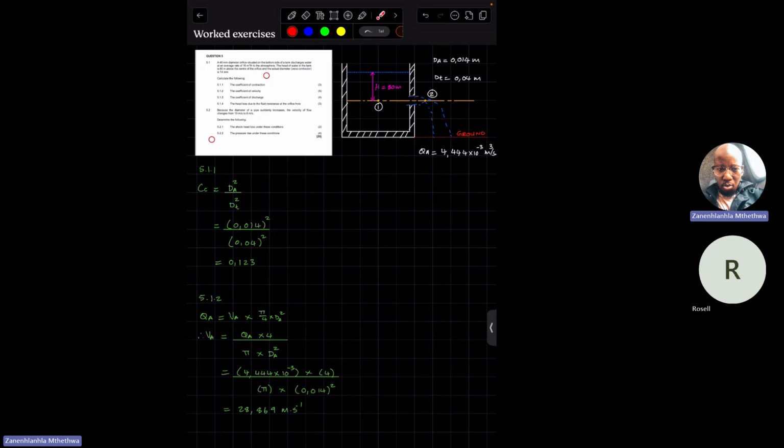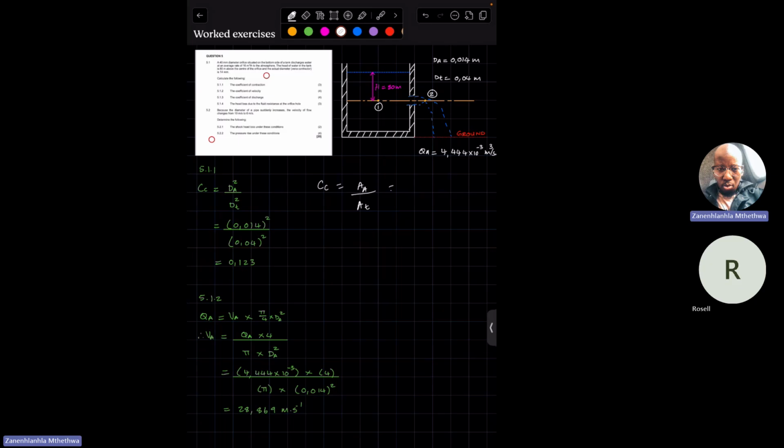You get the three coefficients. So one of them is the coefficient of velocity, the other one the coefficient of discharge, the other one the coefficient of contraction. And the way to calculate the coefficient of contraction is essentially, we denote it as CC for coefficient of contraction.